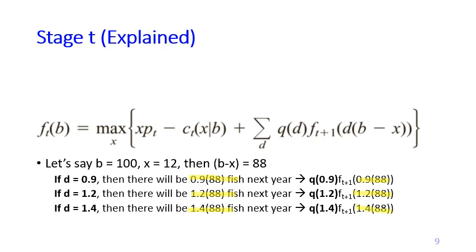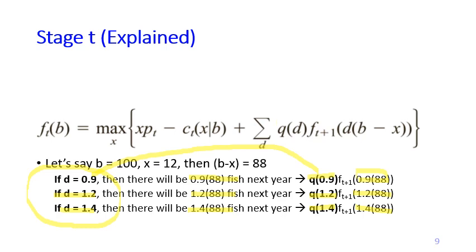But do not forget, in the sentence, there is this part, if. So we need to translate this if into the probability. So we may start next year with this condition, if D equals 0.9. And D equals 0.9 happens with the probability of Q0.9. That's why you need to multiply it with the F T plus 1. If D equals 1.2, you multiply it with Q 1.2, and if D equals 1.4, you multiply it with Q 1.4.